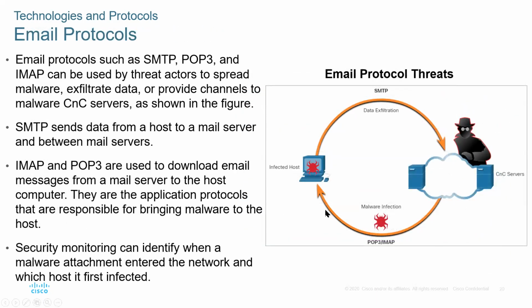Email protocols such as SMTP, POP3, and IMAP can be used by threat actors to spread malware, exfiltrate data, and provide channels to malware CNC servers, as shown in this figure here. SMTP sends data from a host to a mail server, or between different mail servers. IMAP and POP3 are used to download email from a mail server to a host computer. Those are application protocols that are responsible for bringing malware to the host itself. Security monitoring can identify when malware is in an attachment to the network and when the host is first infected.